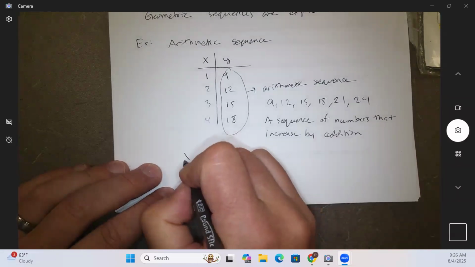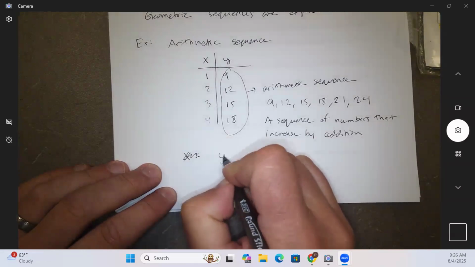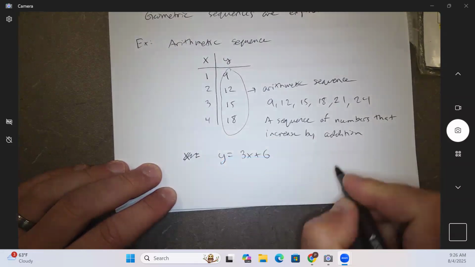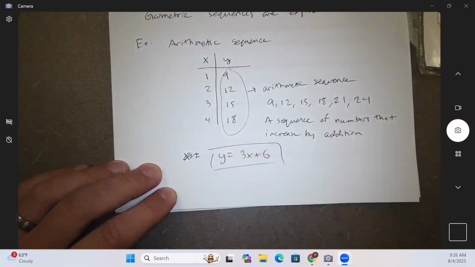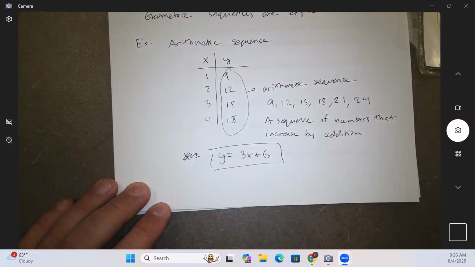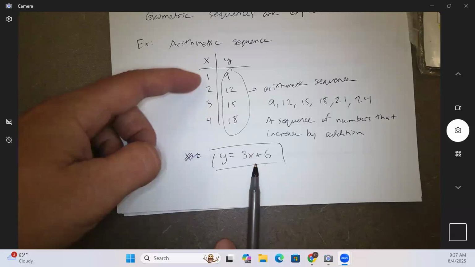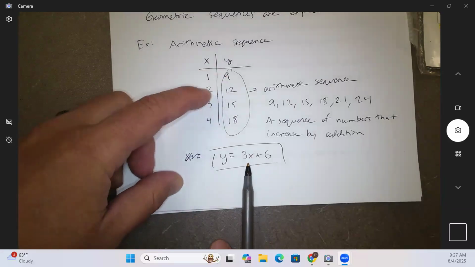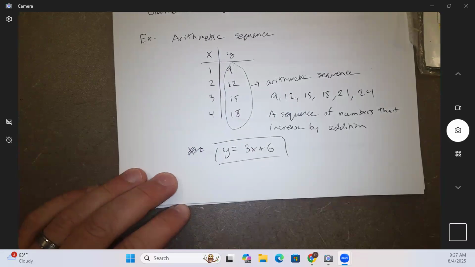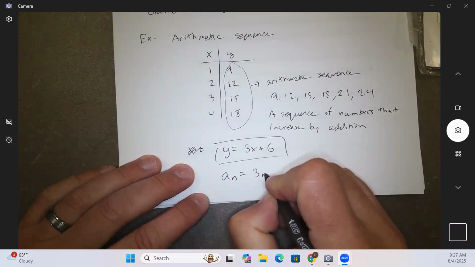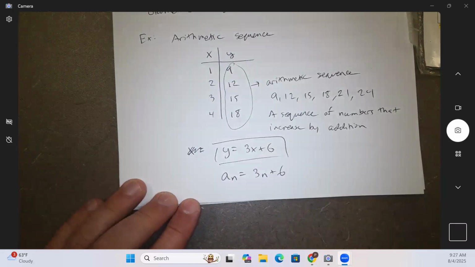And so I could write this using the symbolic formula. Y equals 3x plus 6. That's exactly the formula that will build this arithmetic sequence. When x is 0, we're at 6. Even though I don't see it in my table, that's okay. When x is 1, we're at 9. When x is 2, we're at 12, etc. And if I wanted to write it as a sequence, I would say a sub n equals 3n plus 6.